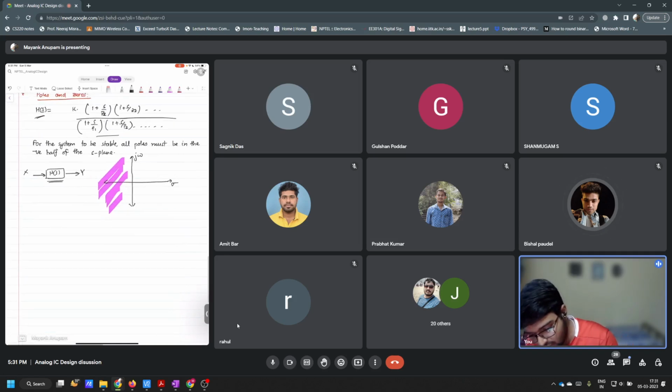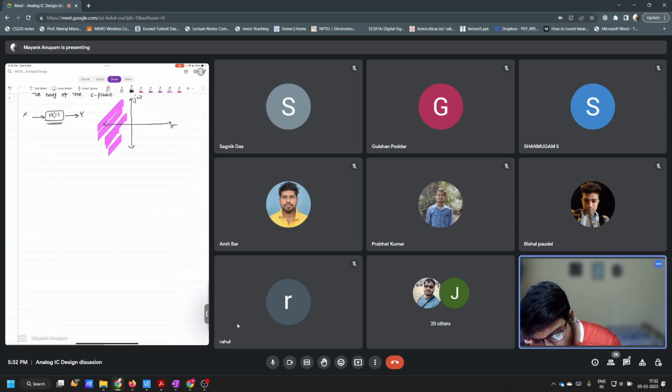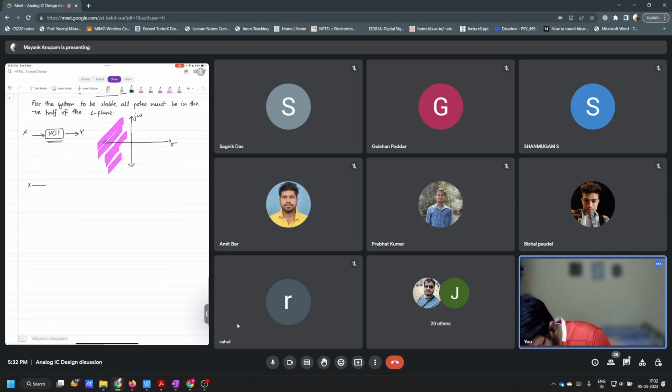Now, this pole and these zeros do not make the system, sorry, this pole should be in the negative half plane to make sure the system is stable.